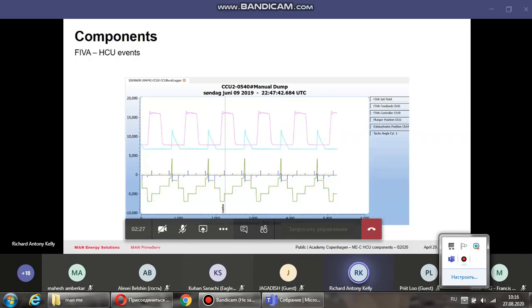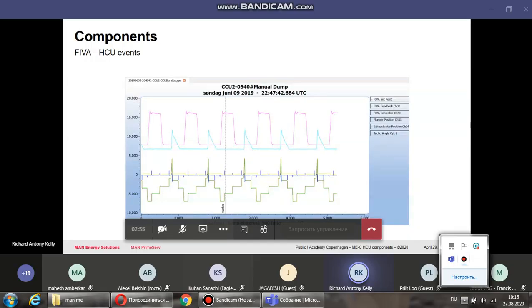So looking here, we can see the burst log for CCU number 2. On the left-hand side of the axis we have the bits, which can equate to millimeter positions of the movement of the FIVA. And along the bottom, we have a time frame. In this case, we can see 5 seconds.